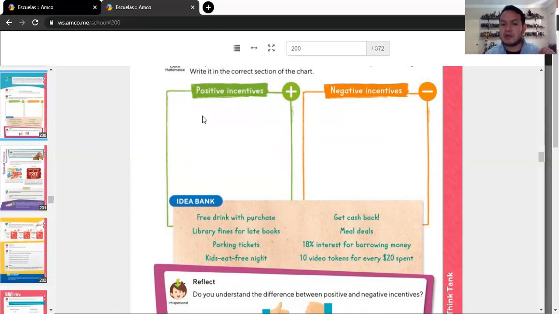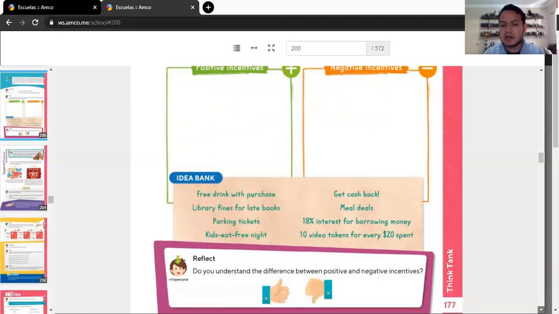Another one would be, for example, 18% interest for borrowing money. I give you money, but you have to pay me 18% of interest. Negative. Okay, so you have to see which one goes where. Okay, that's pretty much it.